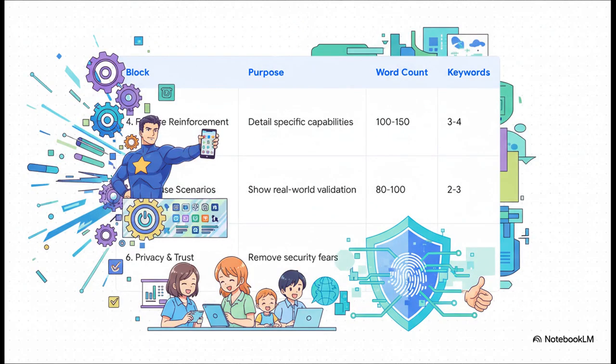Okay, now let's talk about building some credibility. Block 4 is where you show off your app's powerful features. And you'll notice this is the longest section. Block 5 brings those features to life with real-world examples. And Block 6 is so important. It tackles any security and privacy fears head-on, which is a huge part of building trust with your users.